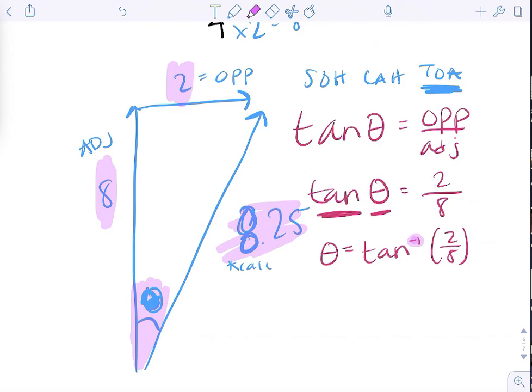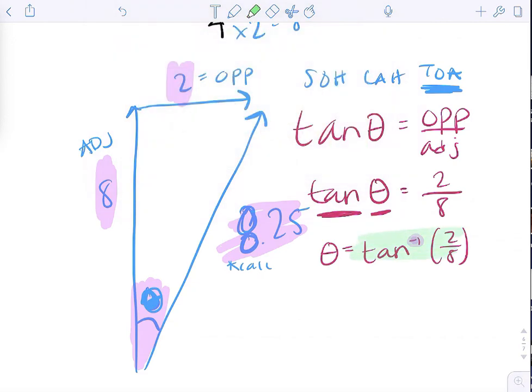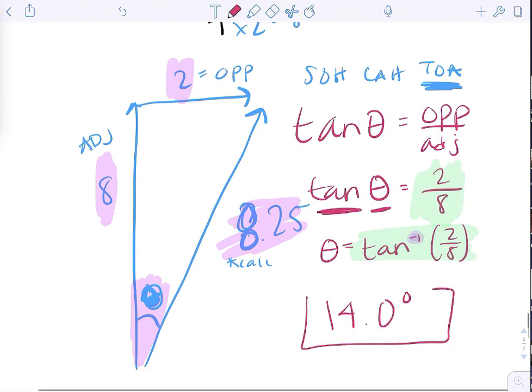It'll look just like the other trig function in the way that when you type it in, it opens up a parentheses, and then you'll just plug in whatever's on the other side of that equation, just like that. And so when I do that right now, I get about 14.3, so I'll round that to 14.0 degrees.